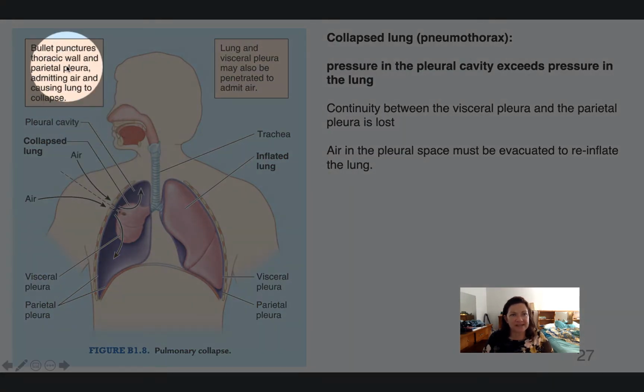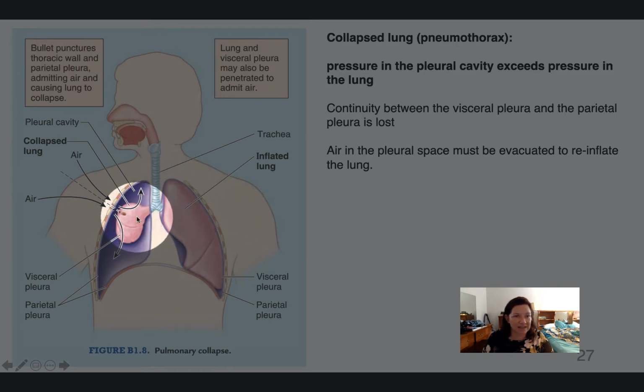And there's different ways this can happen. So again, we have our normally inflated lung here on the left and our collapsed lung on the right. And one way that can happen is through a puncture of the chest wall. So if it's a bullet or another penetrative type wound, air will rush in. And immediately what will happen is this pleural cavity, as it fills with air, the pressure in the pleural cavity will increase and it will force the lung to collapse. So the pressure is too high in the pleural cavity to allow the lung to inflate.